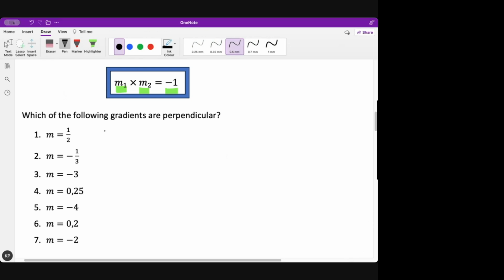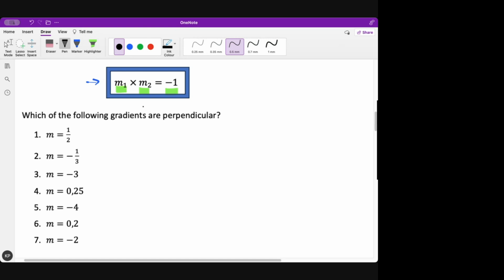Which 2 can we try or start off with to check whether or not they are perpendicular? Okay, Alice says number 1 and number... Okay, I have Mavis who says 3 and 7. Remember, we need a pair, guys. You can't tell me one gradient. You have to tell me 2 of them because we have to multiply them. We have to find the product to check if they are perpendicular.